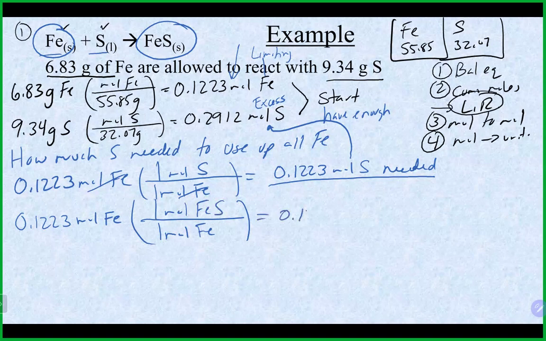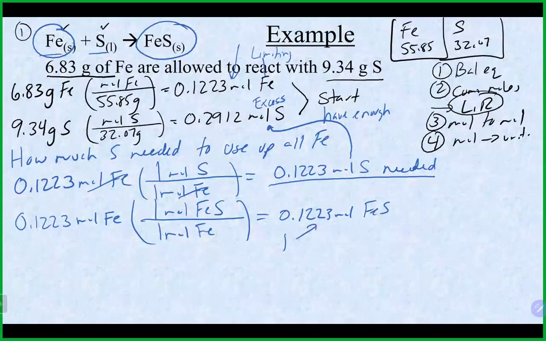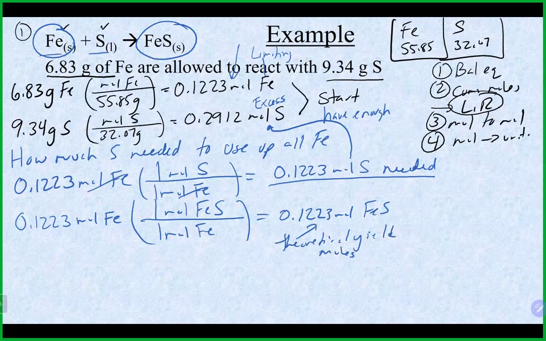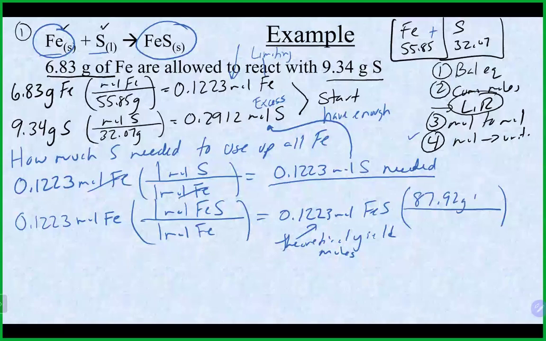And that would give me 0.1223 moles of my product. This would be, again, my theoretical yield in moles. But I want grams, so what I'm going to do then is I need to do step number 4 now, which is the molar mass. So the molar mass of iron and sulfur is just adding these together. So 55.85 plus 32.07 gives me a molar mass of 87.92 grams of iron 2 sulfide per mole.